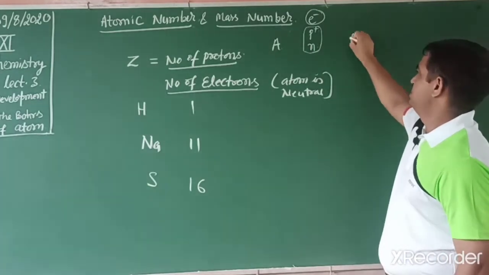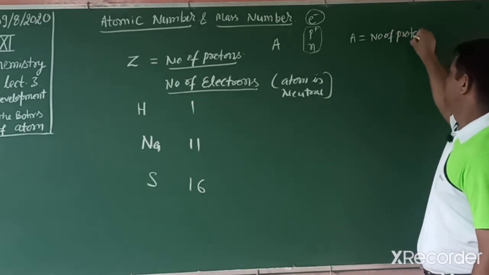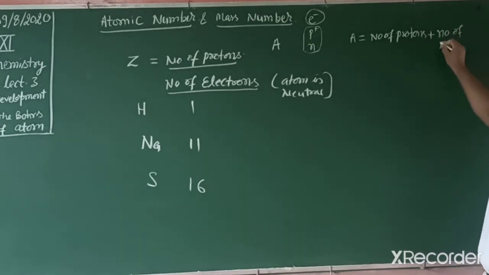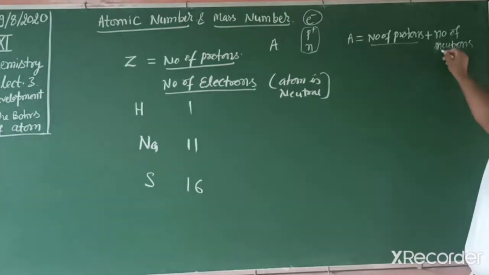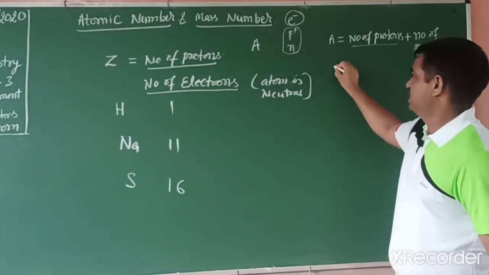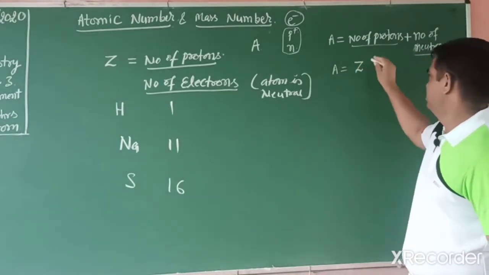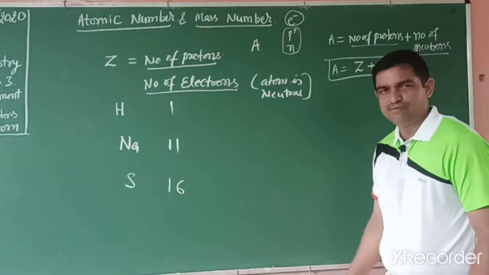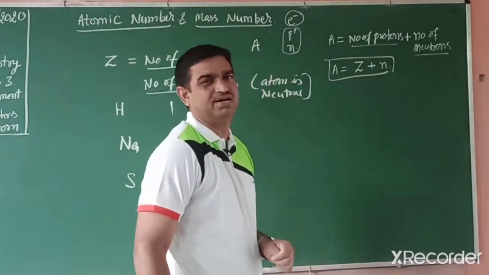So atomic mass A is equal to the number of protons plus the number of neutrons. So atomic number can represent the number of protons. We can write A is equal to the number of protons, meaning Z, that is a fixed number, plus neutrons. In this we can find out the number of neutrons: A minus Z, we can find out easily.